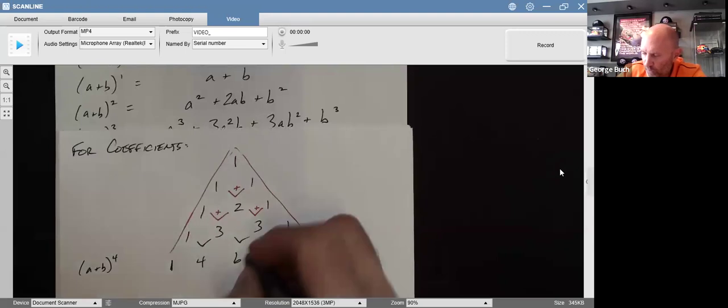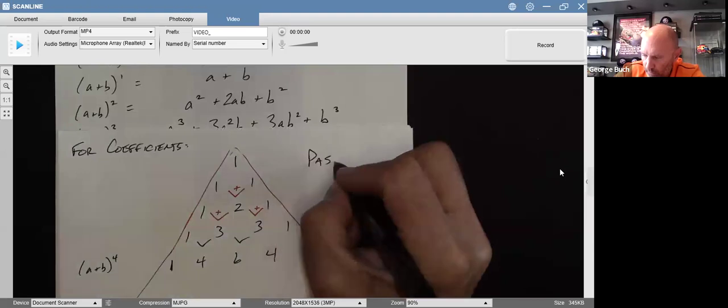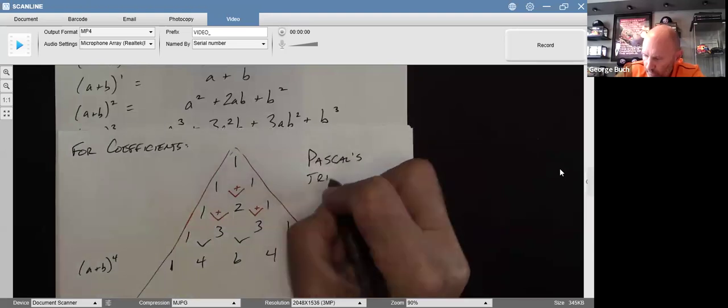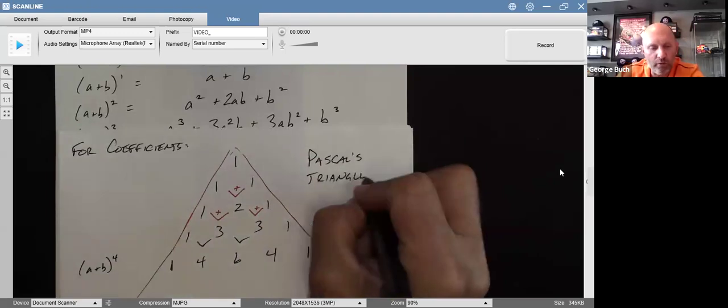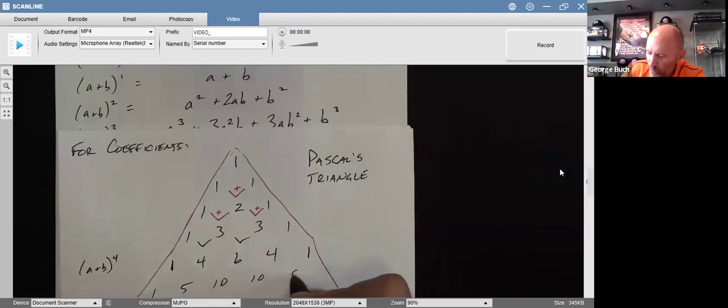And this thing would go on forever. And this is what is called Pascal's triangle. So not Pasquale, if you guys are big into EDC, he had nothing to do with this. It was a mathematician with the last name Pascal. And that's what this is called, Pascal's triangle. It would just keep going. 1, 5, 10, 10, 5, 1, 1, 6, 15, 20, 15, 6, 1, etc.